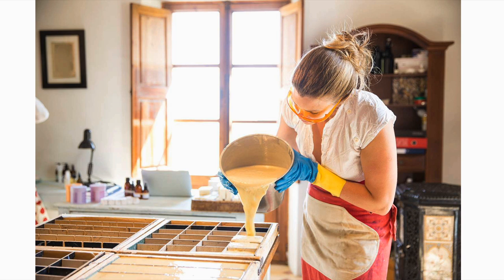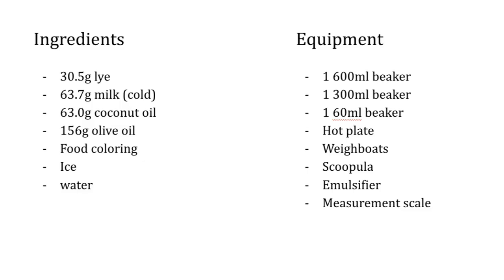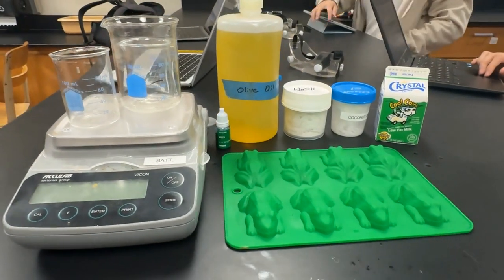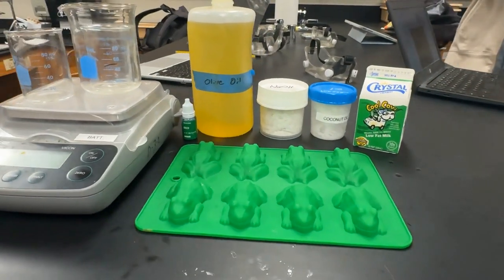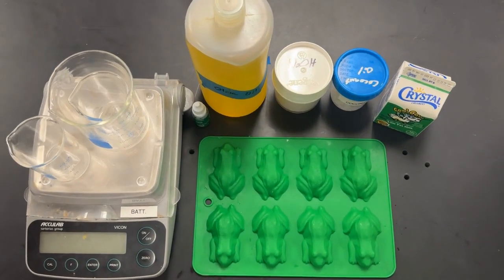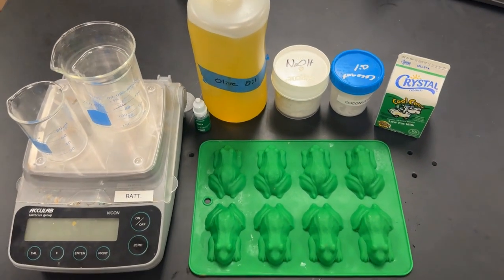Now here's our soap making process. Before you begin making soap, here's what you will need. Lye, milk, coconut oil, olive oil, ice or cold water, any food coloring you want. Molds, one 600 ml beaker, one 300 ml beaker, one 60 ml beaker, a hot plate, weigh boats, a spatula, an emulsifier, and a measurement scale.